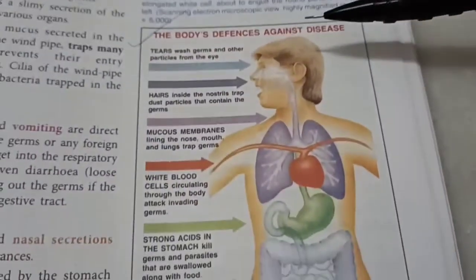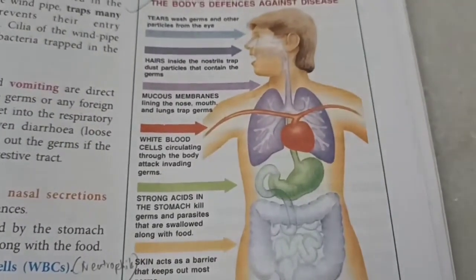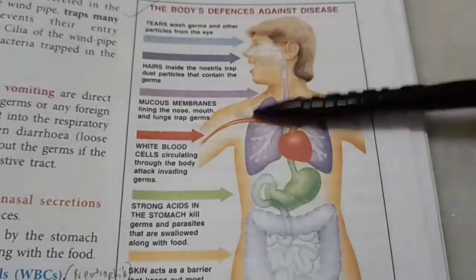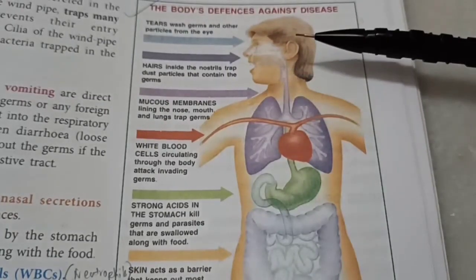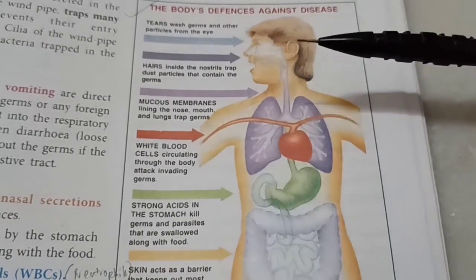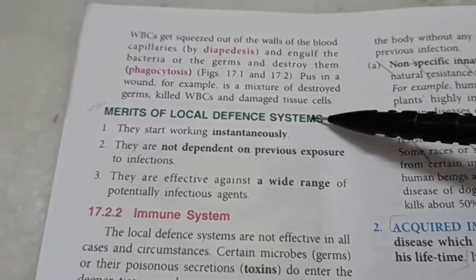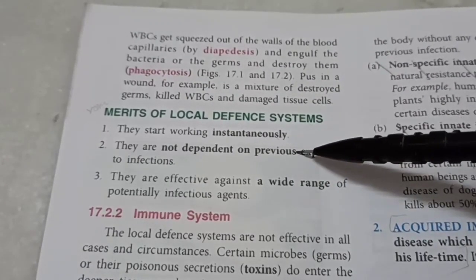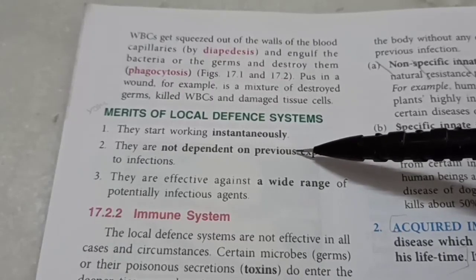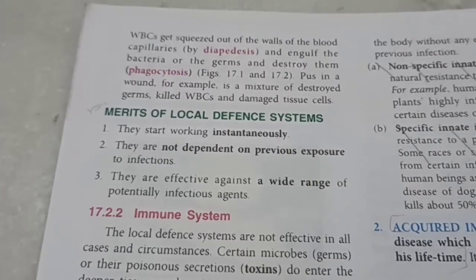A quick recap: this shows our local defense system. Note that we are born with this defense system, so this is a part of our innate, inborn immunity. We don't acquire it during our life. The merits of the local defense system are that they work instantaneously. They don't depend on previous exposure to infections. We already have this system in place. And they are effective against a wide range of potentially infectious agents.